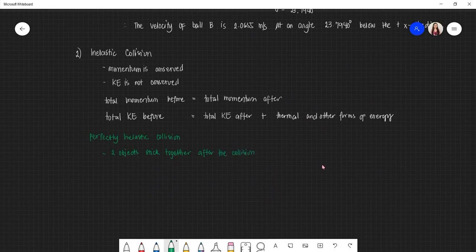So what does it mean when they stick together after the collision? Therefore, the two objects share the same velocity after the collision. Like for the railroad track, the two trucks that were colliding head on.